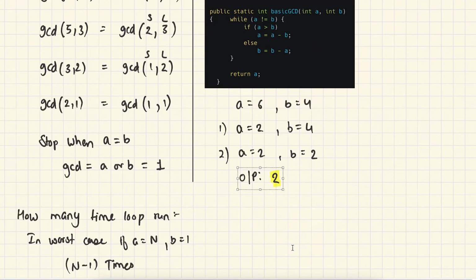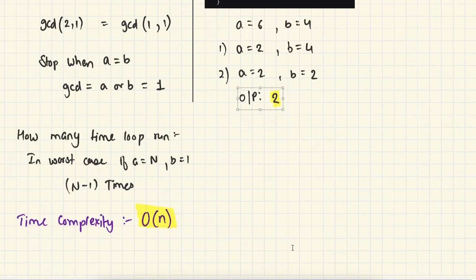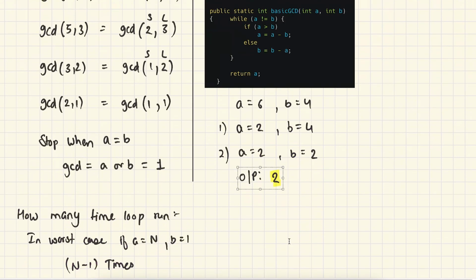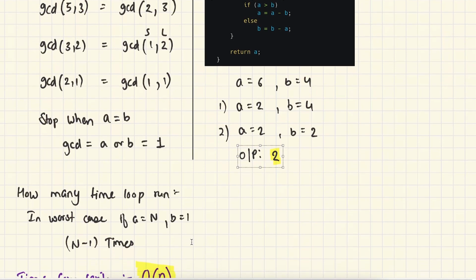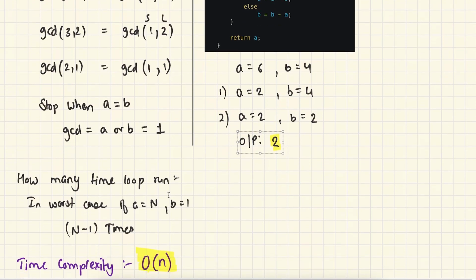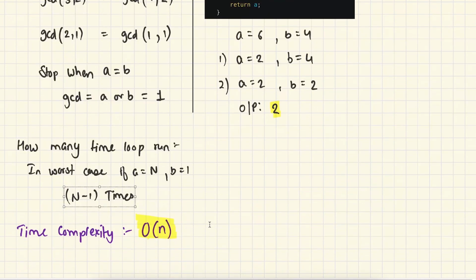Alright, so now let's talk about the time complexity of this function. As we are running a loop here, in the worst case, if A is equal to n and B is equal to 1, we are going to run this loop n minus 1 times, correct? Because here I am assuming that if B becomes 1, we are running the loop n minus 1 times. So the time complexity of this code is going to be big O of n, a linear growth algorithm. So far so clear, great.